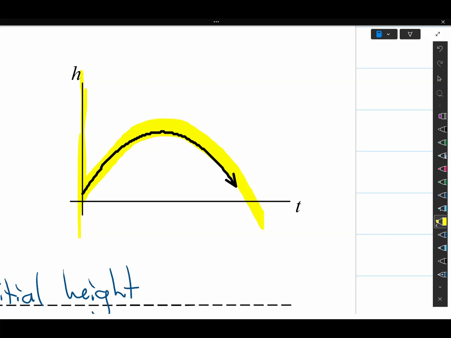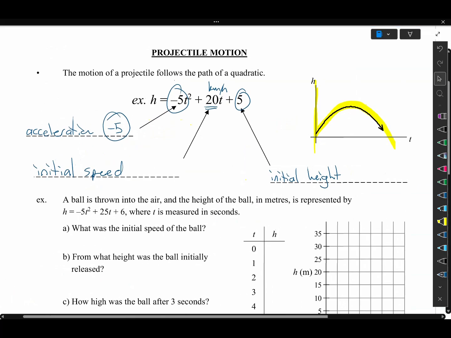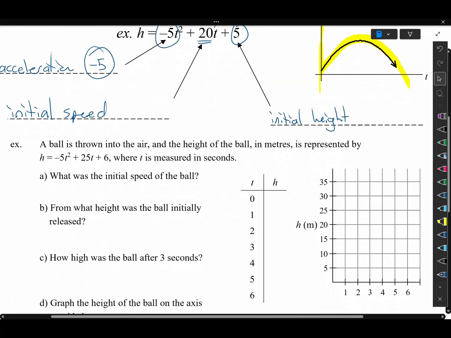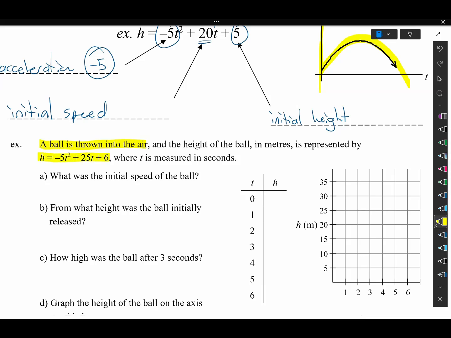And we can expect that every single time something is thrown, all right? So we have here a ball is thrown into the air. The height of the ball in meters is represented by this equation. And we notice this equation looks very, very similar, where it has this negative 5t squared at the start, and then it has a 25t, which we know how to interpret, and it has a plus 6, all right?